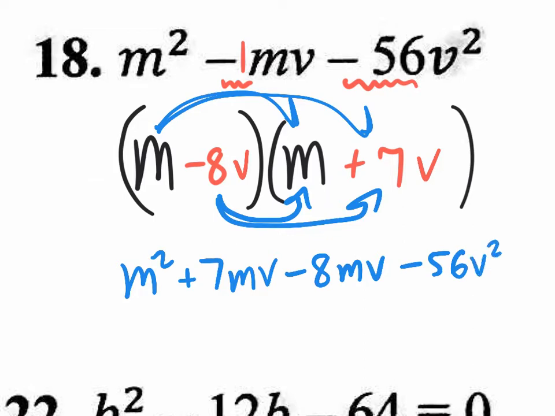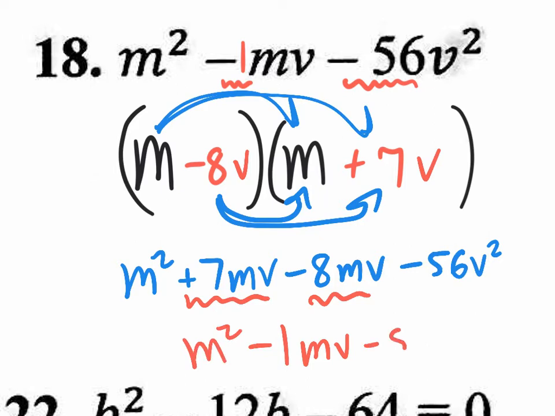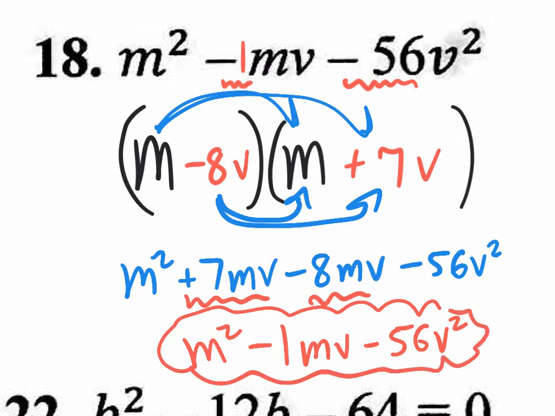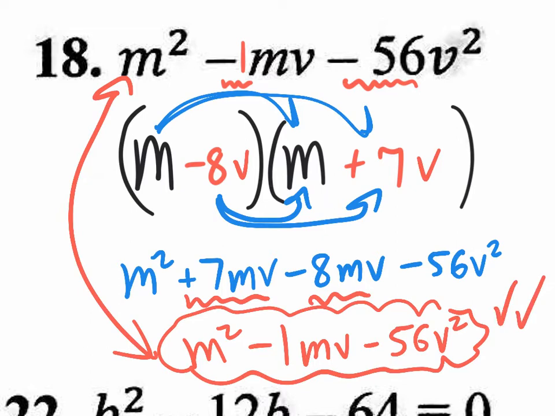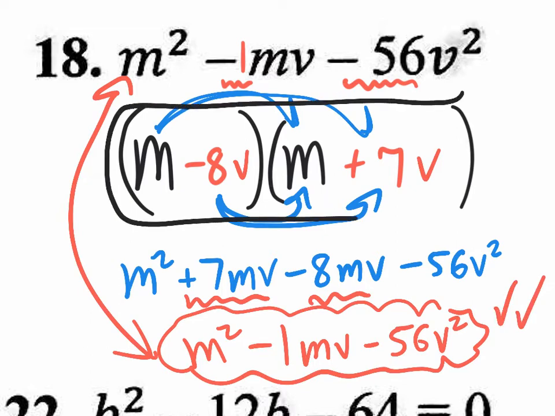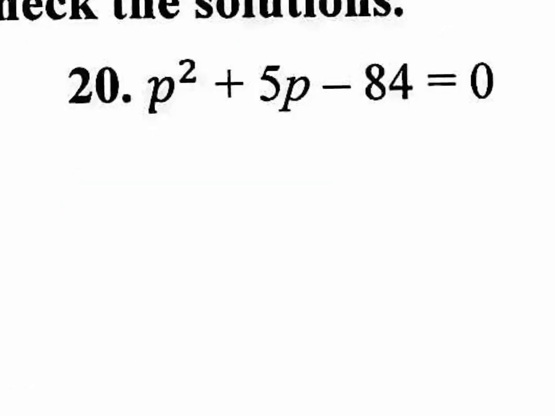And of course, the middle terms could be combined. If you have positive 7 and a negative 8, that'll be a negative 1 of those mv's. We have an m squared in front, we have a minus 56 v squared. And as you can see, this is just to double check that we had the original right there, and it is. So that's just to double check that we did the right factored form. So this is the answer right here, m minus 8v times m plus 7v. Number 20, this is very easy.